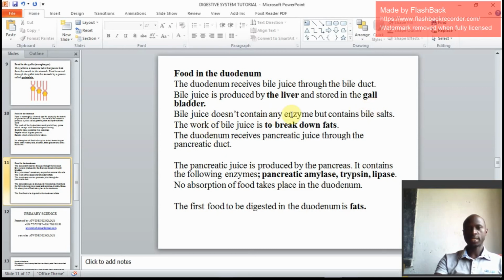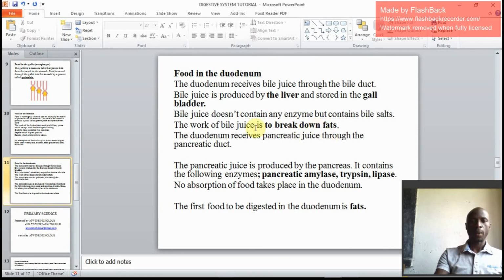Bile juice doesn't contain any enzyme, but contains bile salts. The work of bile salts is to break down fats. Meaning, we have seen in the mouth, no action of fats. In the stomach, no action of fats. But when fats reach the duodenum, now it's their turn. It's the turn of fats to be broken down into small particles, into small fatty droplets.